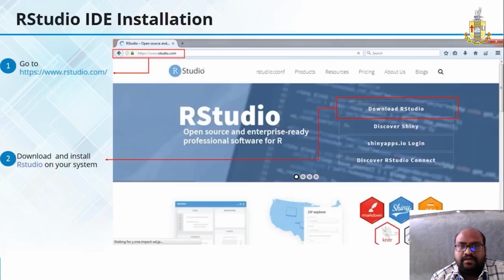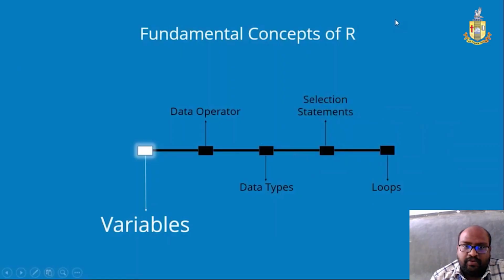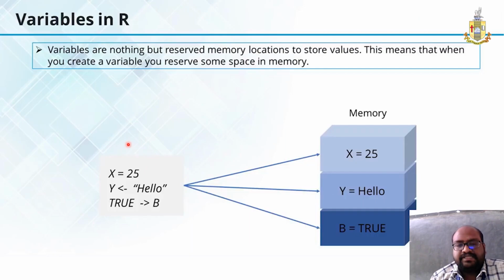After that, we will go into RStudio and discuss many things about it later. Before that, we should know some prelims. The prelims we need to know are: first, variables; second, data operators, data types, and selection statements and loops. These are the things we need to know. In this video I will discuss variables and data operators. If possible, I will move on to data types also. So first, variables in R.